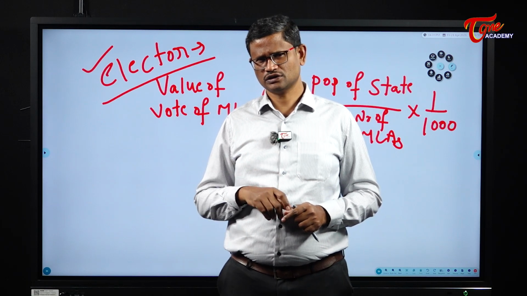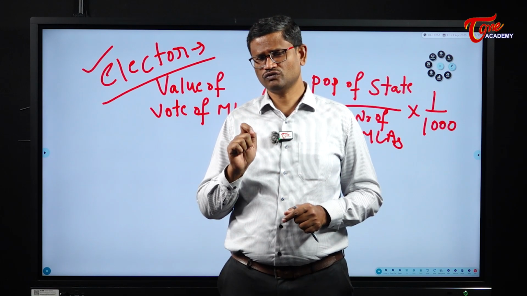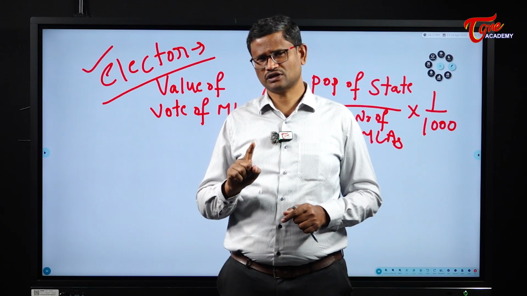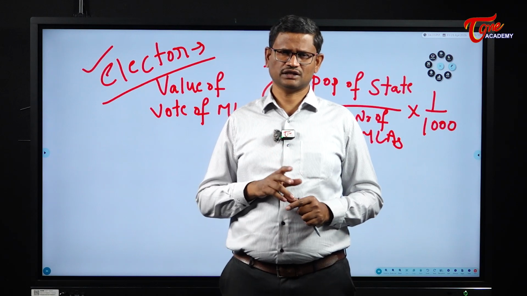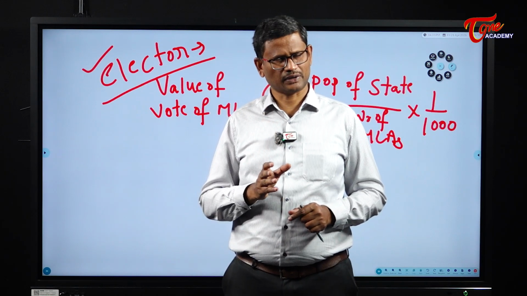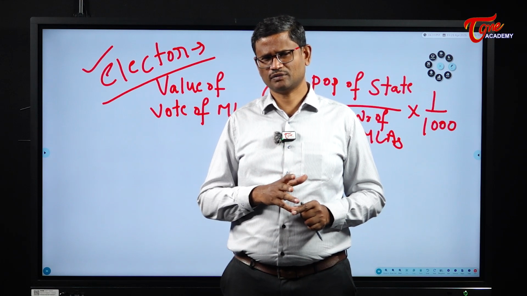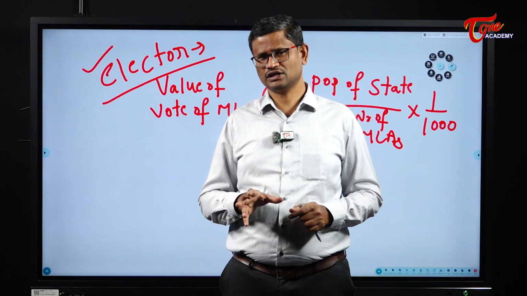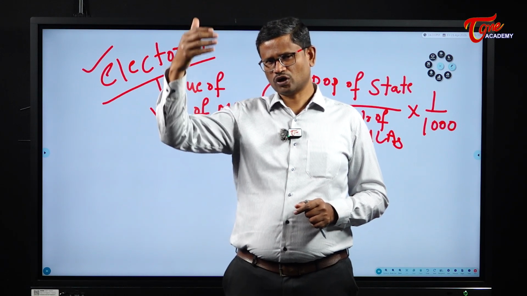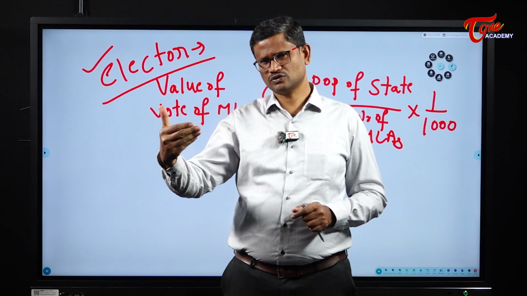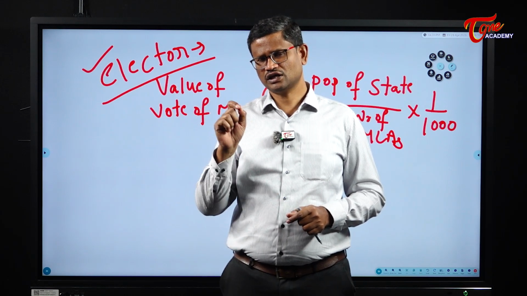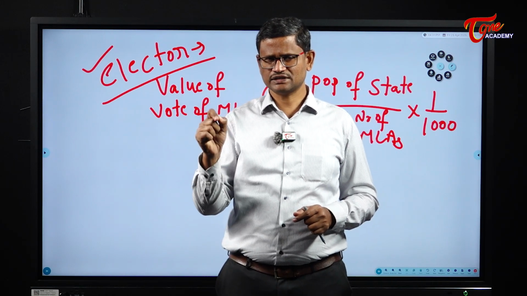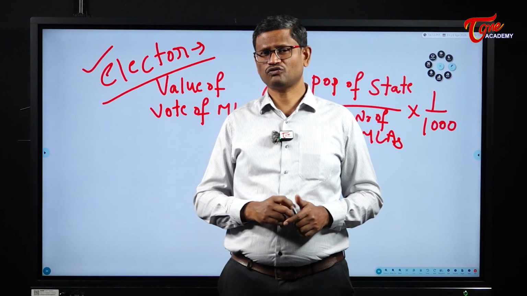Then the next question is, while calculating the value of the vote of an MLA, why are we using the population census of 1971? Here the reason is, when Mrs. Indira Gandhi was the Prime Minister, through the 42nd Constitutional Amendment Act of 1976, it was provided that when the constituencies of both Lok Sabha and Legislative Assembly are delimited, it will be done on the basis of the 1971 census population. That is what is incorporated in the Indian Constitution by the 42nd Amendment.